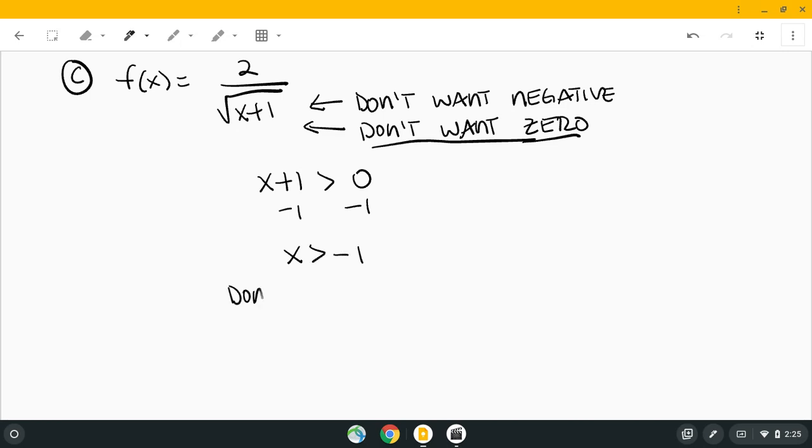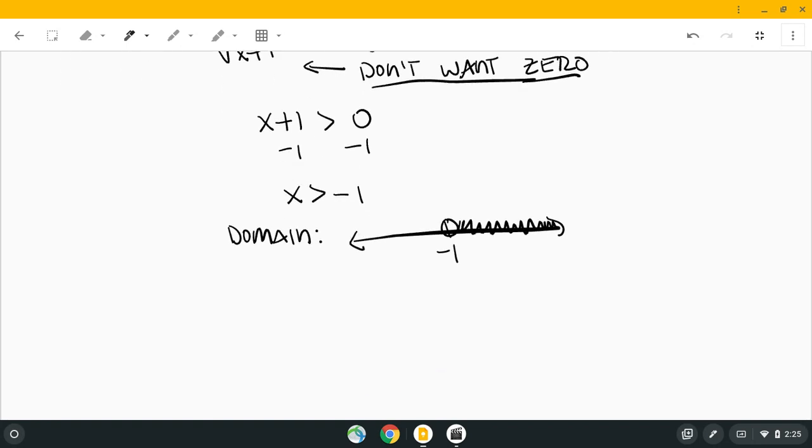So our domain, here's negative 1, open circle, and all the values that are greater than negative 1. So in interval notation, we have to use the parentheses, not the bracket. And we go from negative 1 to positive infinity. Okay? So just be careful here.